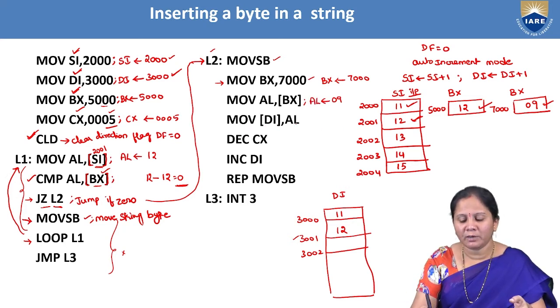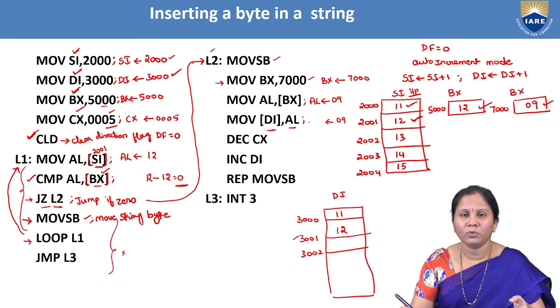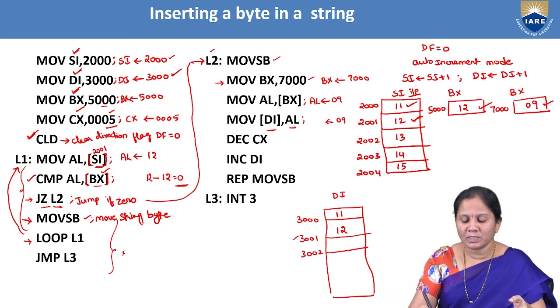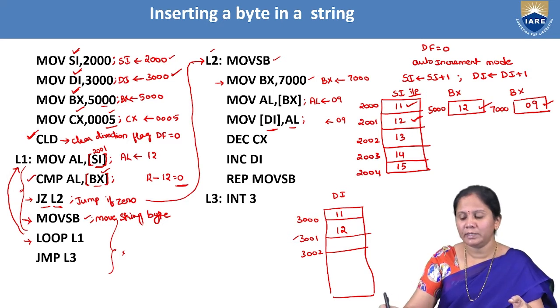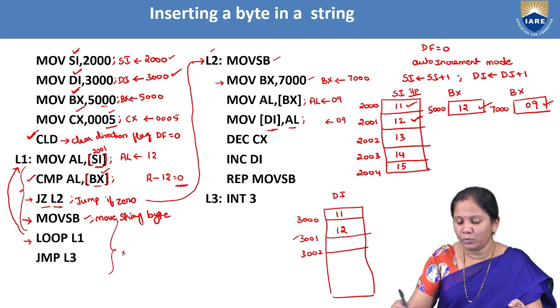Now move DI comma AL. That means the value which is present in AL will be moved into the DI location. So here the value is 09. It will be moved into the DI location. So what is the DI location now? The value of DI is 3002.